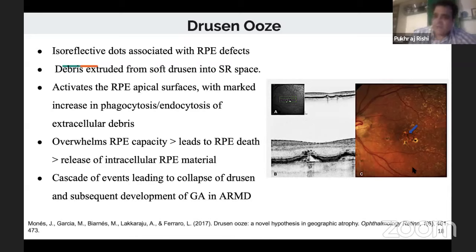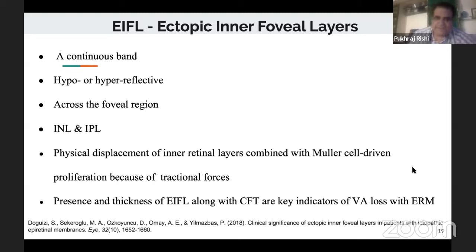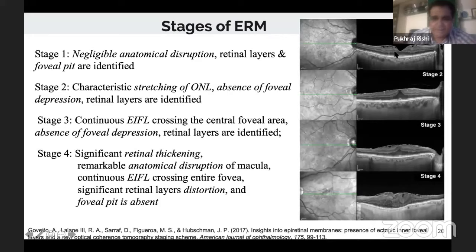So moving on to ectopic inner foveal layers, this is relevant to the epiretinal membrane, and this is seen as a form of a continuous band straddling the foveola. It could be hypo or hyperreflective, and it straddles across the foveal region and involves the inner nuclear and inner plexiform layer. So here in this scan, you can see on the right, the foveal dip is maintained, but there is an epiretinal membrane, and there is very minimal anatomical disruption.